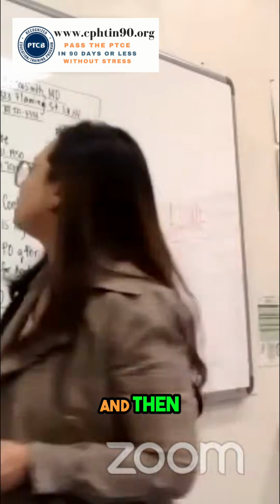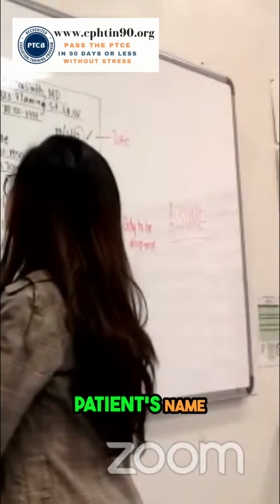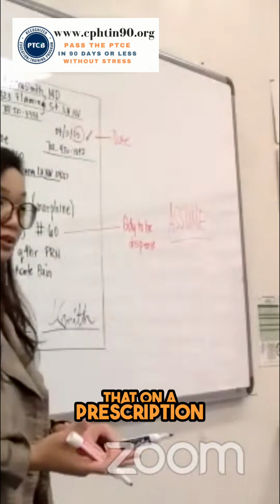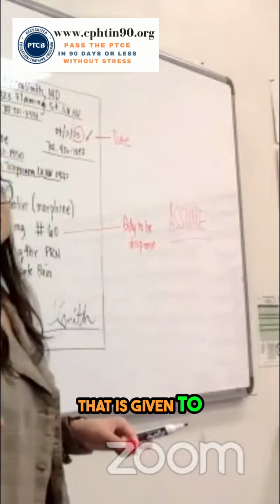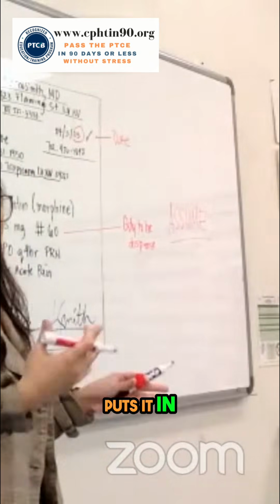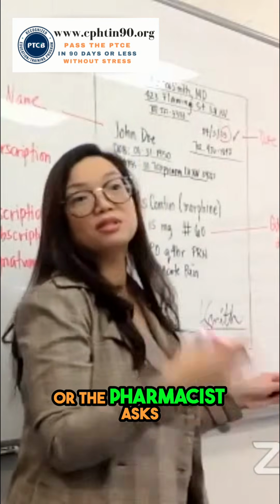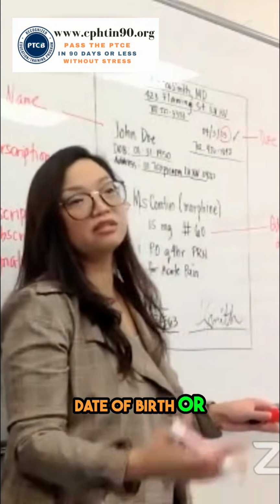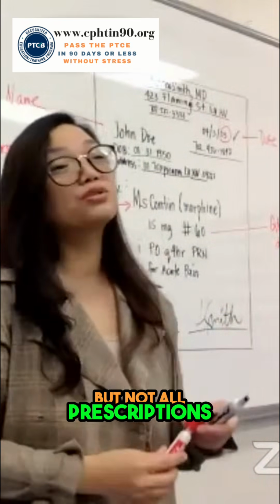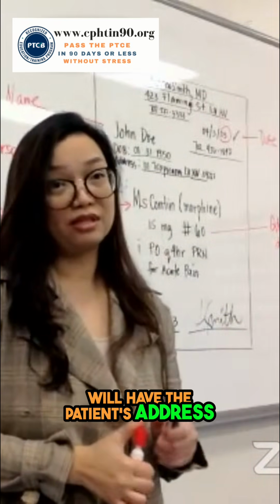And then here comes your patient. Patient's name, patient's date of birth. Usually you don't see that on a prescription that is given to the doctor. Then the doctor puts the information, or the pharmacist asks for the date of birth or for your insurance card, all that information. But not all prescriptions will have the patient's address.